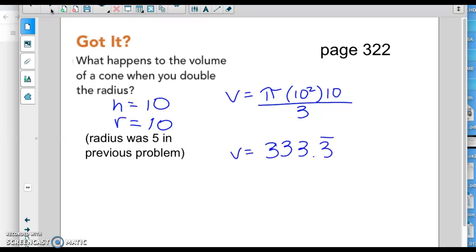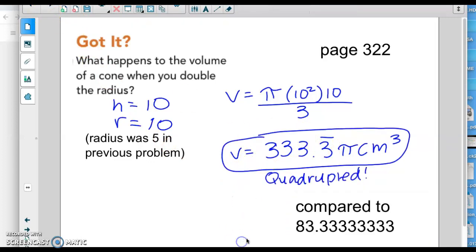So now when I type this into my calculator, I get 333.3 repeating. And remember, we wanted to do this in terms of pi. So we're going to do pi centimeters cubed. And you might be thinking, well, how does that compare to the previous answer of 83.3 repeating? It is actually quadrupled. So if you compare it to this, if you divide 333.3 divided by 83.3, you're going to get 4.